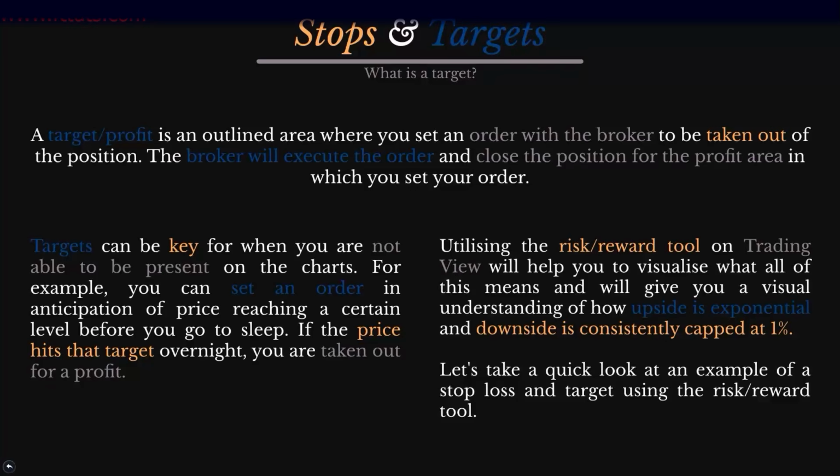Now utilizing the risk to reward tool on TradingView that you've set up will help you visualize and understand this. All this means is it will give you a visual understanding of the upside potential, and then the downside is consistently capped at that 1%. So let's take a look at a quick example of a stop loss and a target using the risk to reward tool.